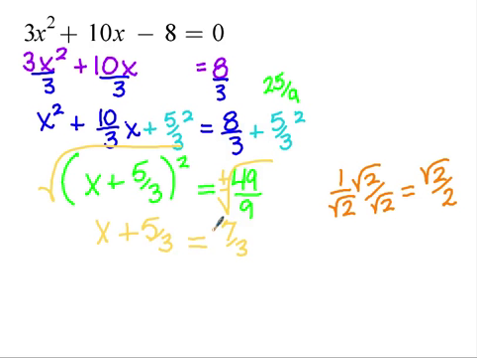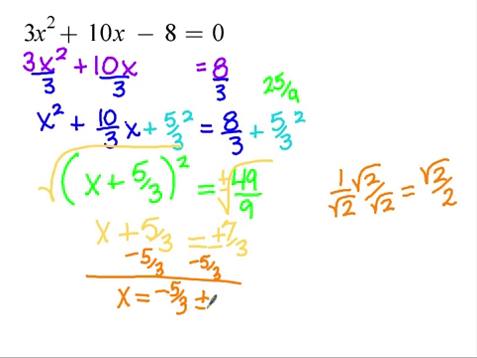So final step, oops, I forgot to put the plus or minus. Okay, final step is to subtract 5 thirds from both sides. So I end up getting x equals negative 5 thirds plus or minus 7 thirds. So let's start with negative 5 plus 7. How much is that? 2 thirds. And then I have negative 5 minus 7, which is negative 12 thirds.